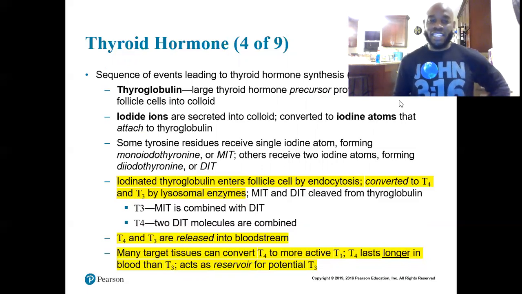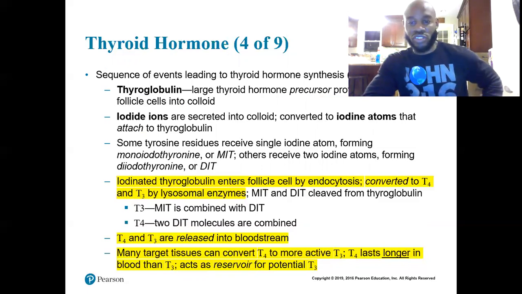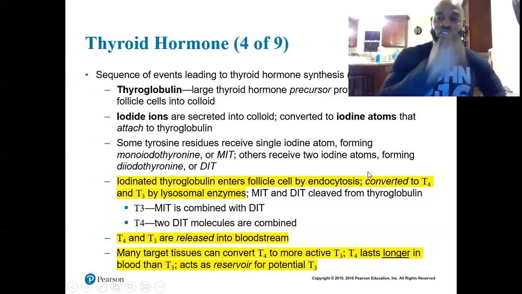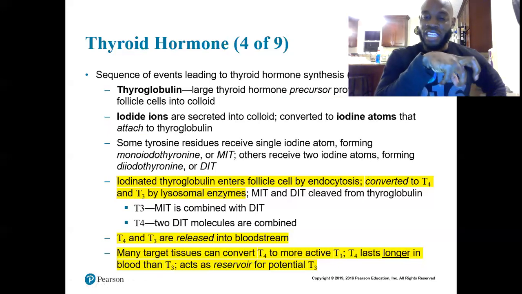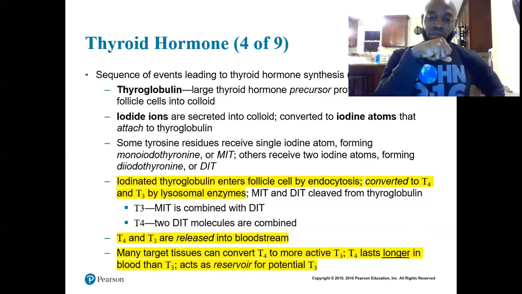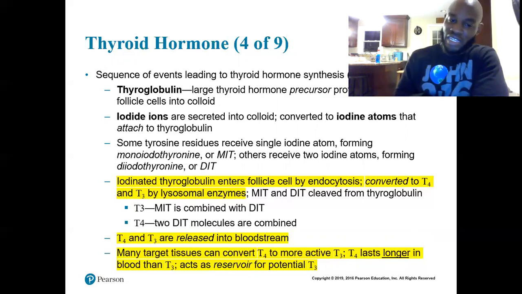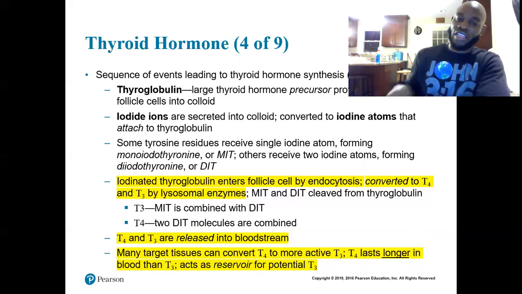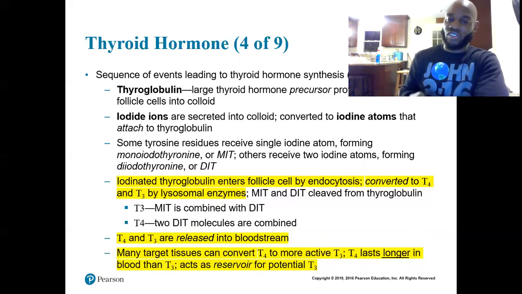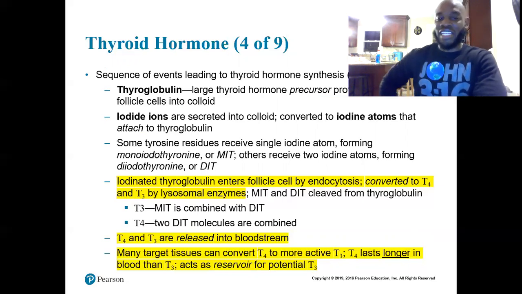The iodinated thyroglobulin enters the follicle cells by endocytosis. Remember endocytosis? Taking something into the cell, active transport, coming into the cell. It's converted to T4 and T3 by lysosomal enzymes. Lysosomes, remember those, can digest certain things in the cell. In this case, they help convert the iodinated thyroglobulin into T3 and T4.